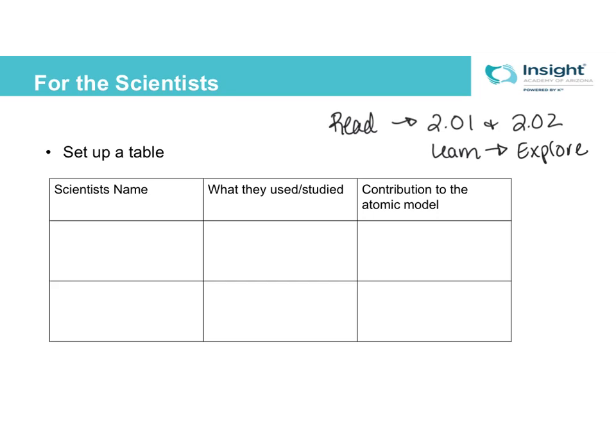All right? So what I want you to do is write down the different scientists' names, what they used or studied, that sort of thing. If they did an experiment, what did the experiment look like? And then what is their contribution to the atomic model? All right, some of them may have discovered the proton or the electron. Other people might have just given us some, like a law related to the atom to follow. But what's their major contribution to our understanding of the atom?